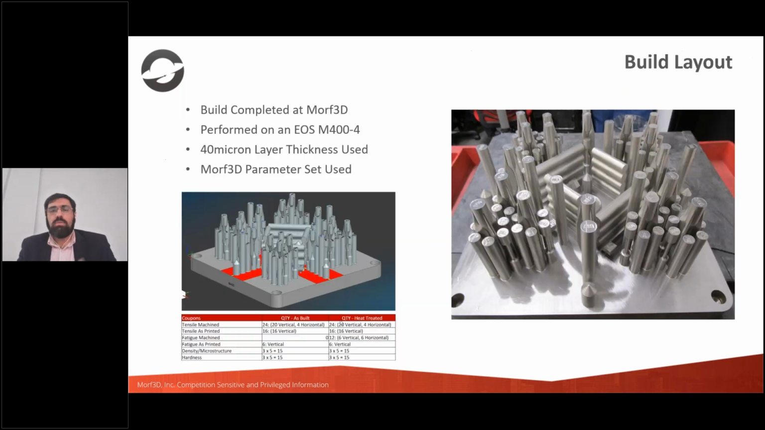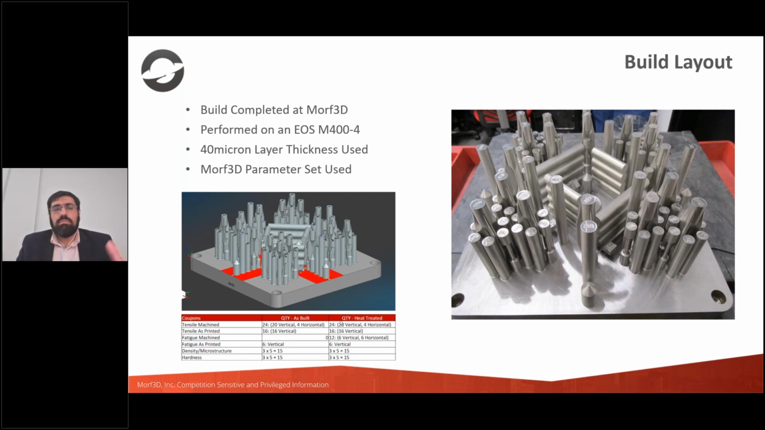Of course, next we started putting together a build layout for a qualification process. As you can see, a lot of coupons here, a lot of tensile coupons and metallography coupons in both horizontal and vertical directions, and of course fatigue. And we basically said, okay, we have to not only do the one heat treat condition, but also the as printed and the heat treated condition. Again, both as printed surfaces and machined.